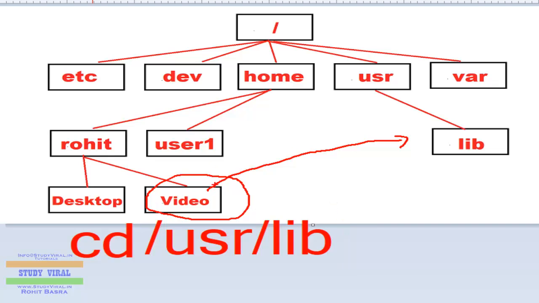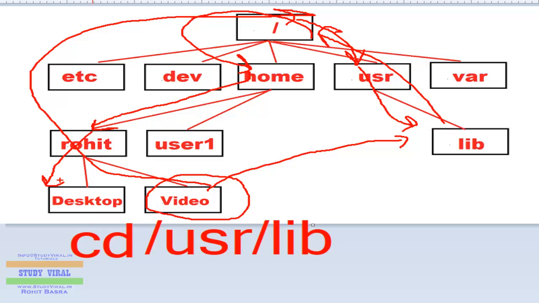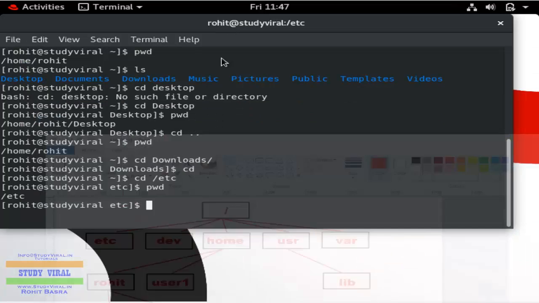So from here you first go to root directory, and then root directory to usr directory, and usr directory to library directory. If from library directory you want to go to desktop, then you again follow the root path to home, home to Rohit, and Rohit to desktop. You have to follow proper absolute path to go from one directory to another directory which is not part of your subdirectory. I think you are able to understand what I am going to tell you.